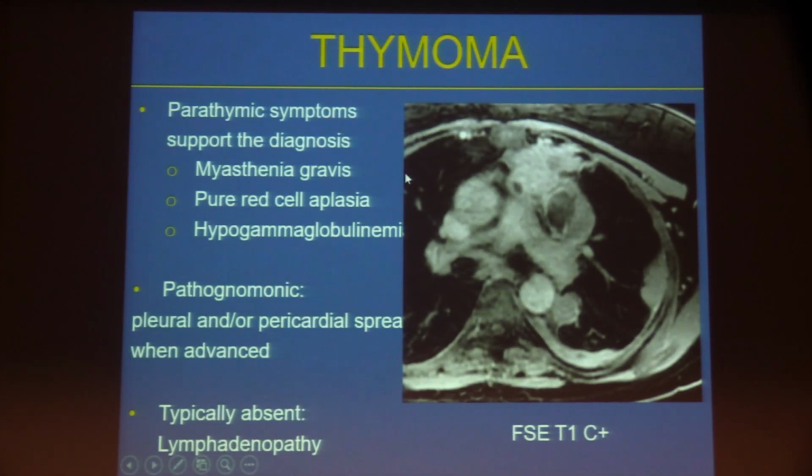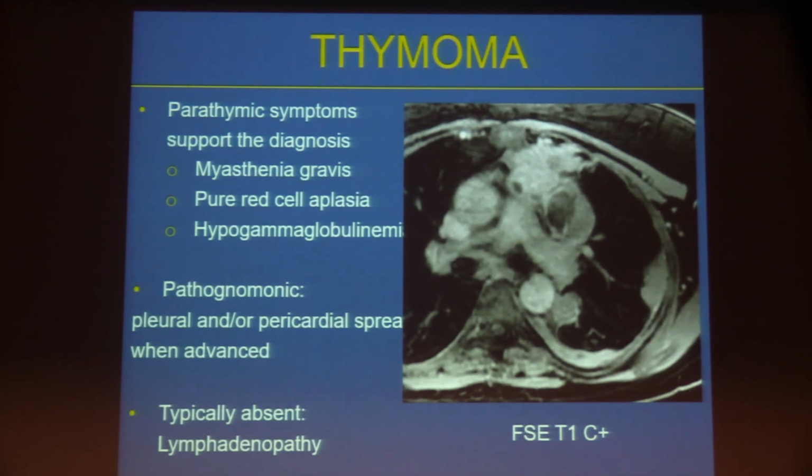Now, some of them, and if you know this, you're going to nail down the diagnosis, will have some symptoms related to it, like myasthenia gravis, pure red blood cell aplasia. When you have that information plus the mass, you know it's a thymoma. What is pathognomonic, as we said before, is if we see the spread of the tumor along the pleura, because that's typical for spread, but hopefully you'll see the disease when it's earlier on.